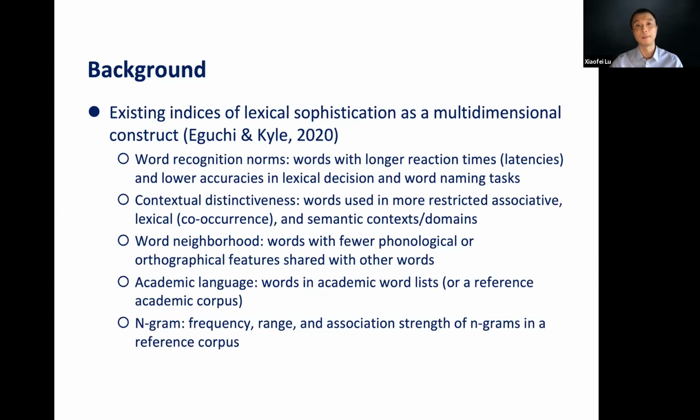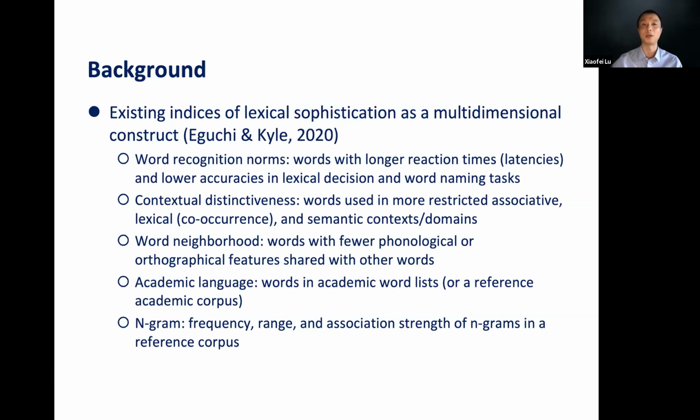So in lexical decision and word naming tasks, words with longer reaction times and lower accuracies will be more sophisticated, right? We look at contextual distinctiveness. So this refers to words used in more restricted associative, lexical, and semantic context domains, which will be more sophisticated. By associative, we mean things like if you give people a free association task and say, okay, look at this word, what word comes to mind?